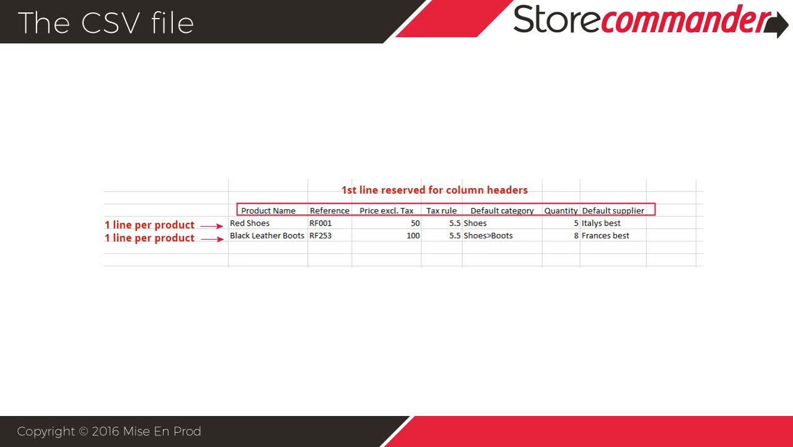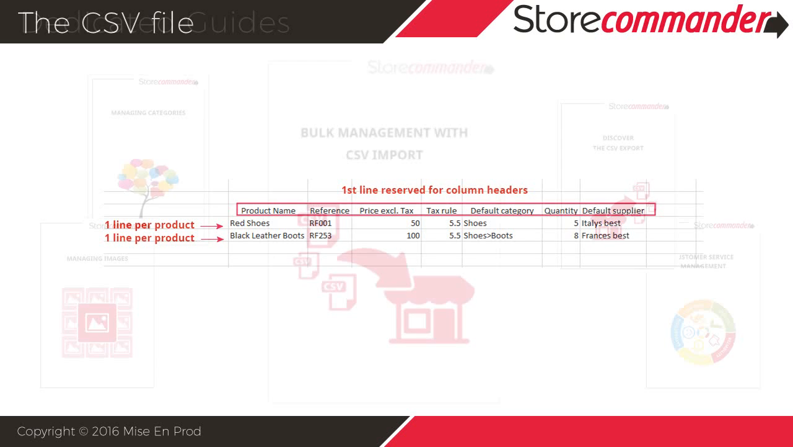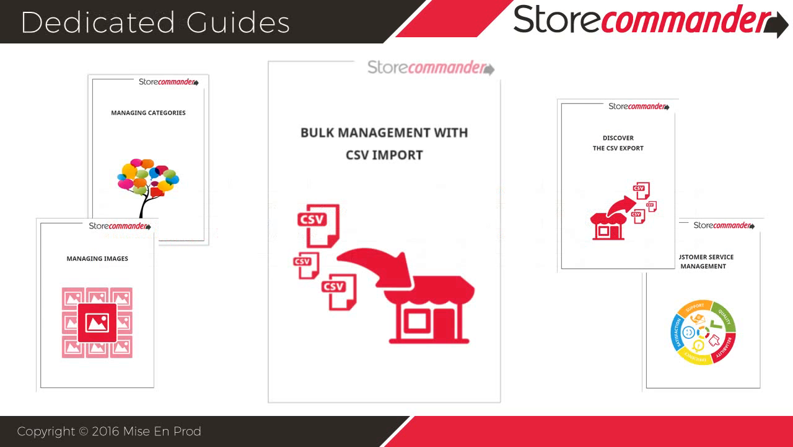To begin with, make sure your CSV file includes column headers as well as a line per product. In this file, you can add any information you wish to associate, such as reference, prices, images, suppliers, default categories, etc. You will find the list of all available import fields in our CSV Import guide, downloadable on our support platform.